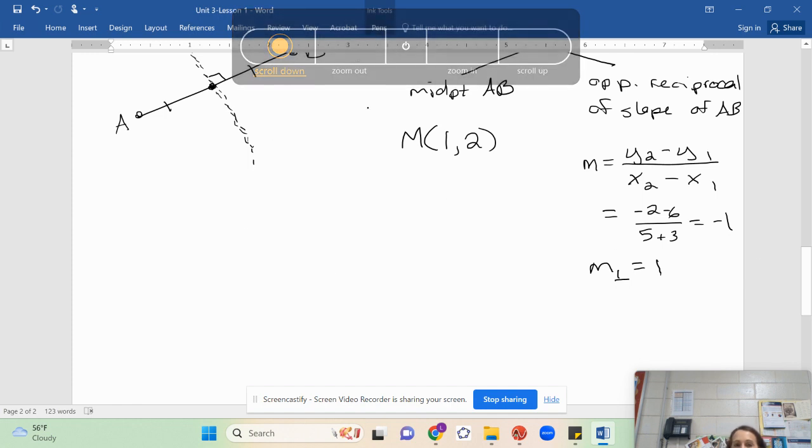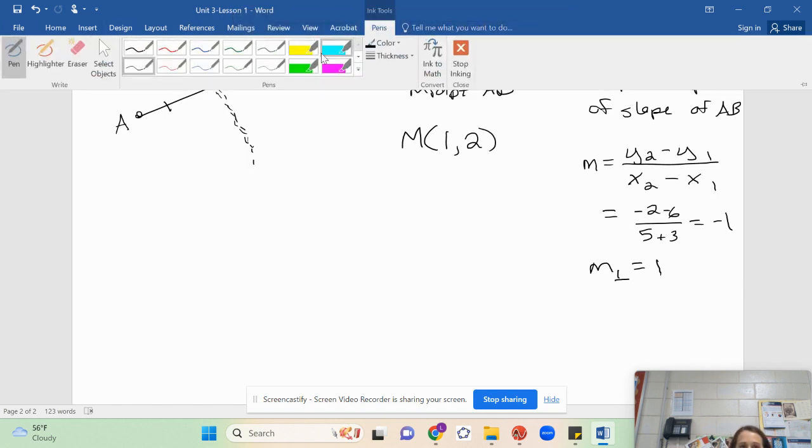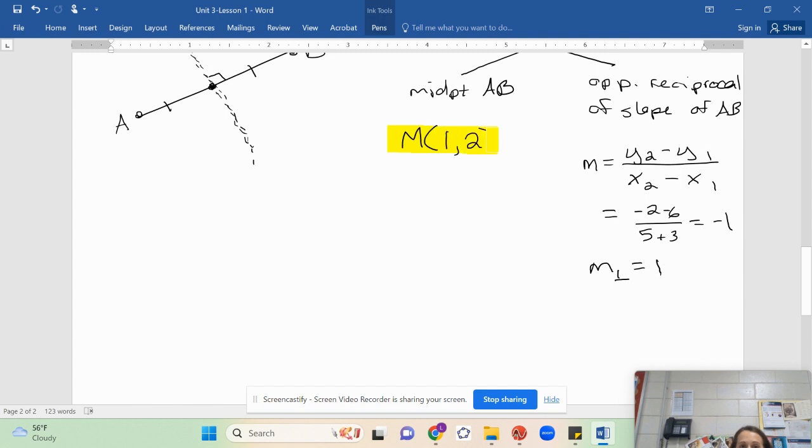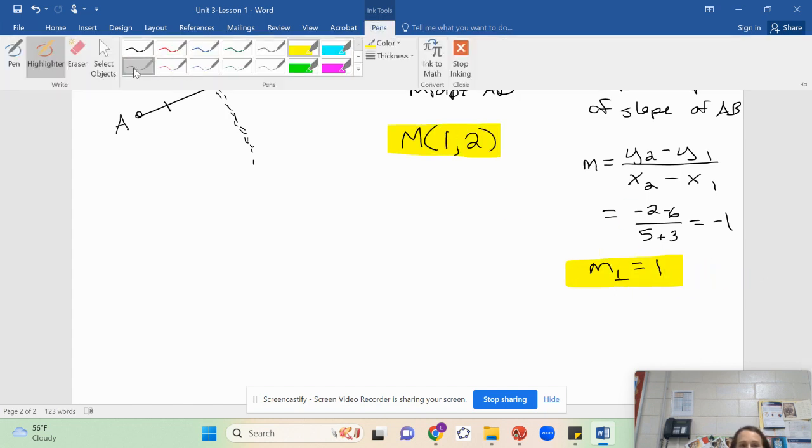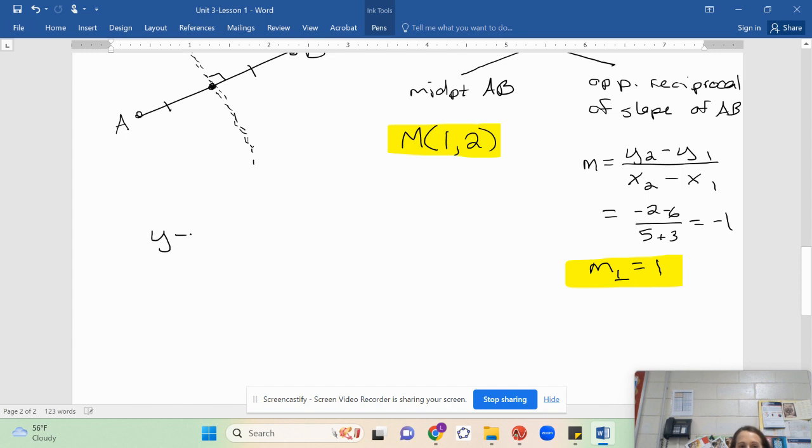And so now I know two features of this line. I know it has to go through this point, and I know that it has this slope. So to write the equation of a line that goes through that point and has that slope, we've already looked at how to write the equation of the line this year. We can substitute into the point slope formula.